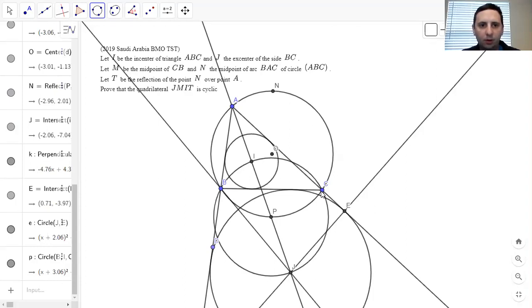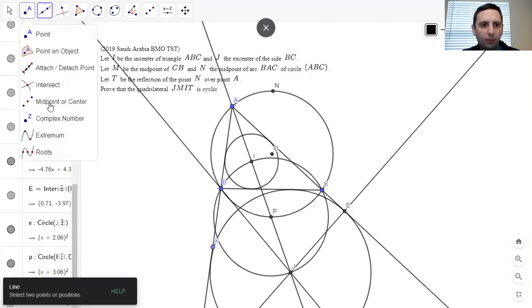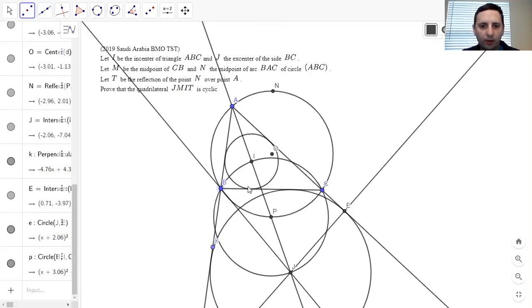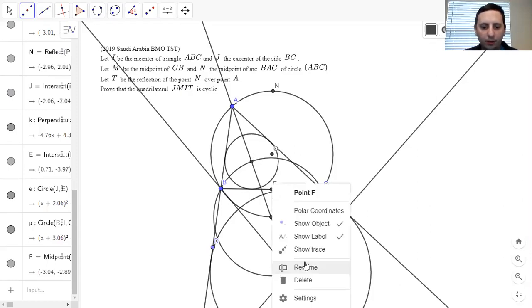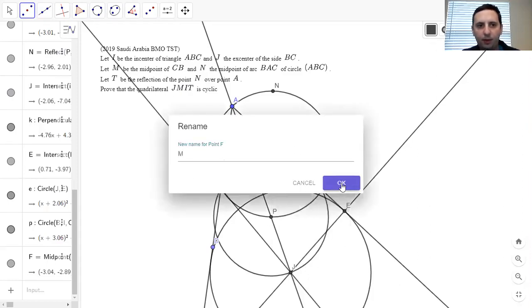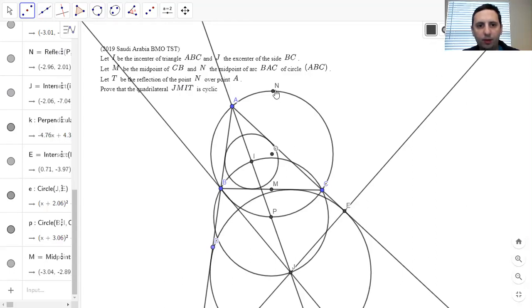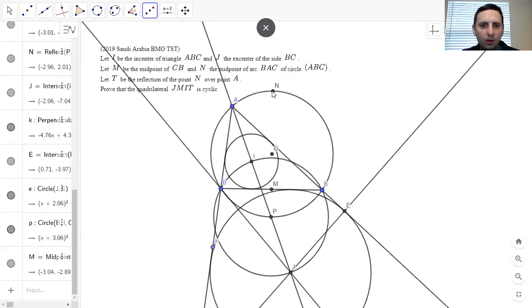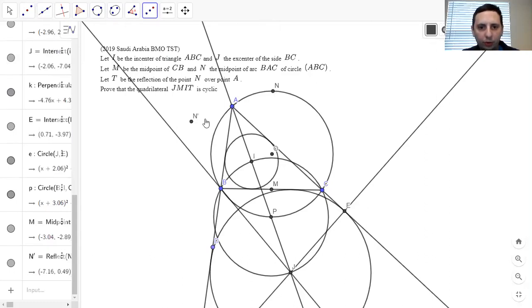And what else do they give? So N is the midpoint of that arc. M is the midpoint of BC. If it's the midpoint of BC, it's also the midpoint of this segment connecting the two tangencies. That's pretty well known. And T is the reflection of N over A. Interesting. And we want to show that JMIT is cyclic.